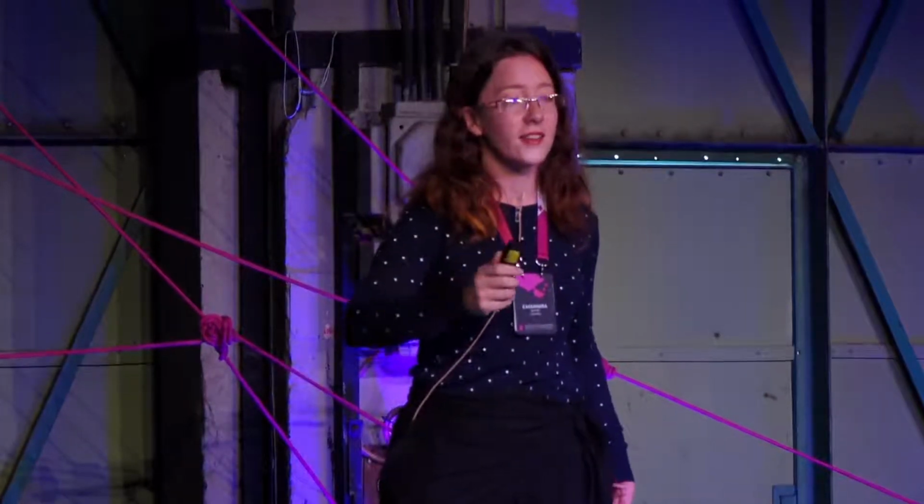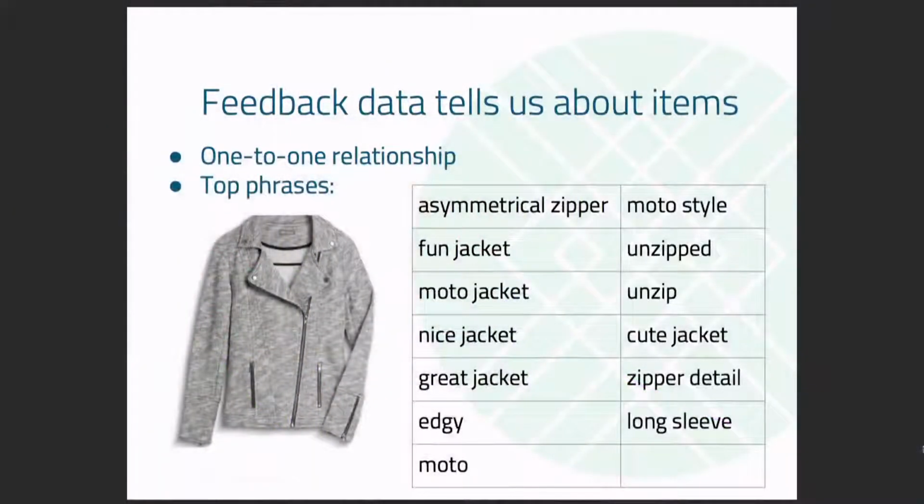So our feedback data is actually really fascinating. First of all, in terms of a data source, it has a one-to-one relationship between an item and the review. So we know, just like when you see a review on Yelp, that this is about that restaurant, this is about that item. There's no doubt whatsoever that the terms associated with an item in a review are about that item. So in this case, I went and did some digging. This particular item has an asymmetrical zipper. It's a fun jacket, a moto jacket, a nice jacket. It's edgy. It has a zipper detail.